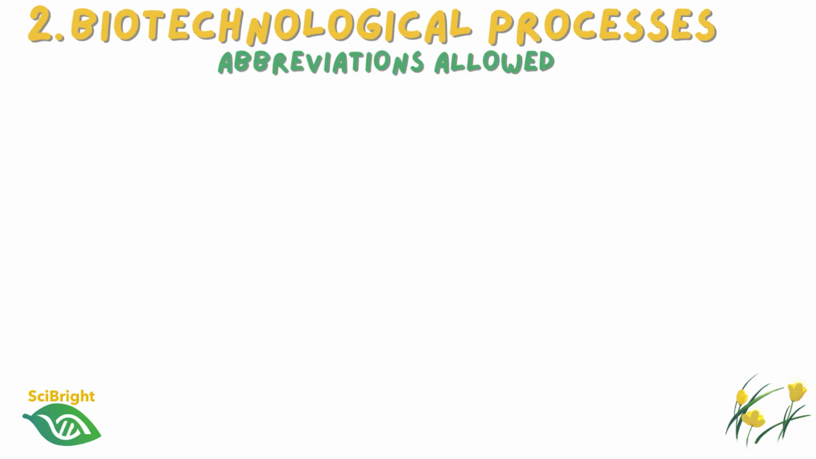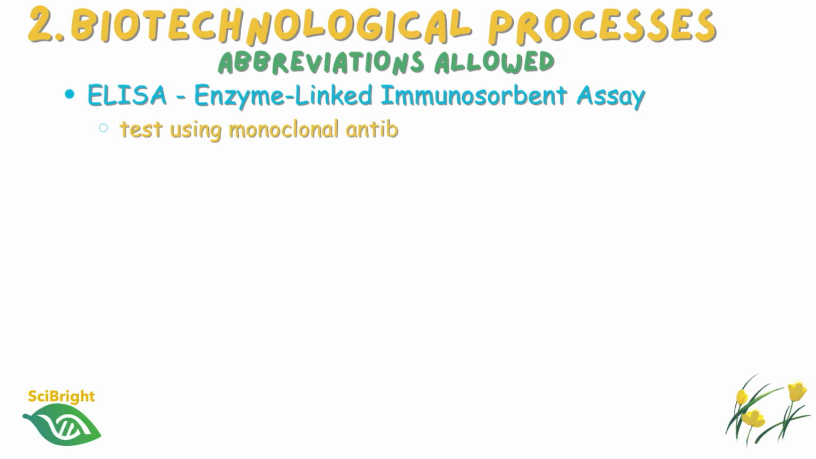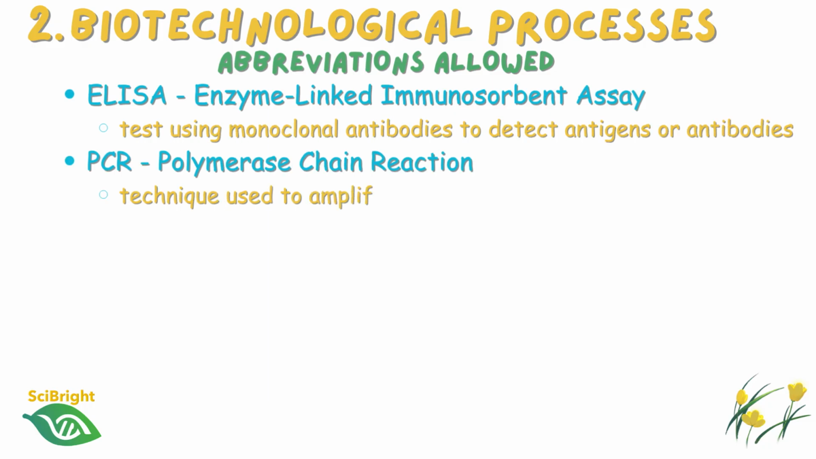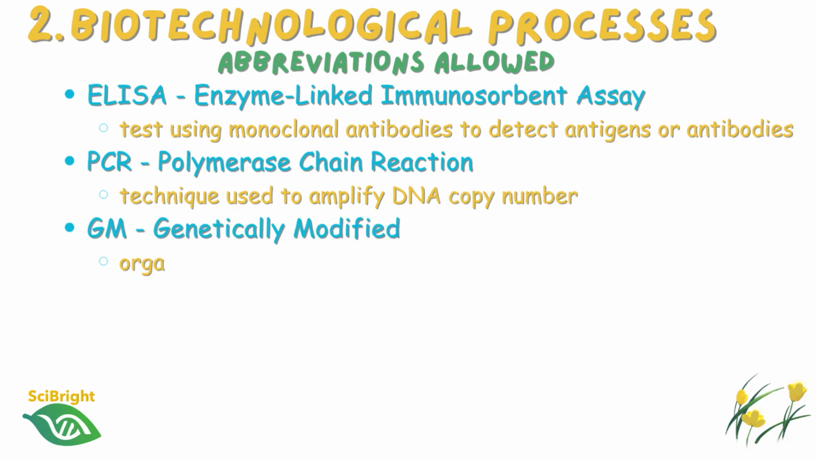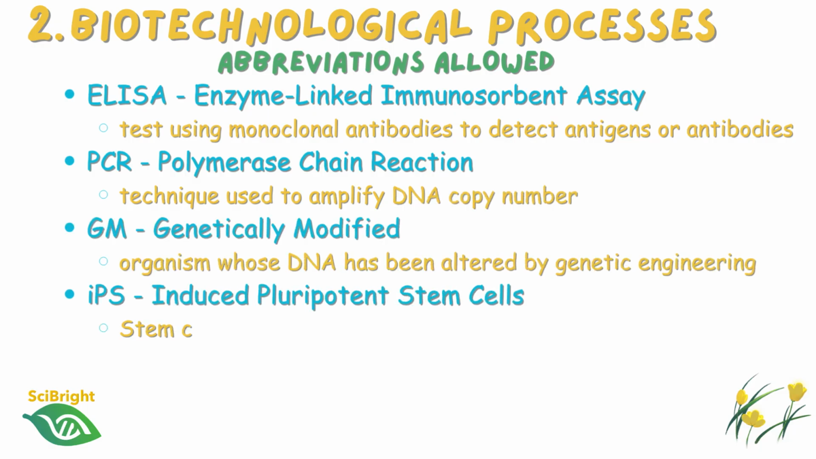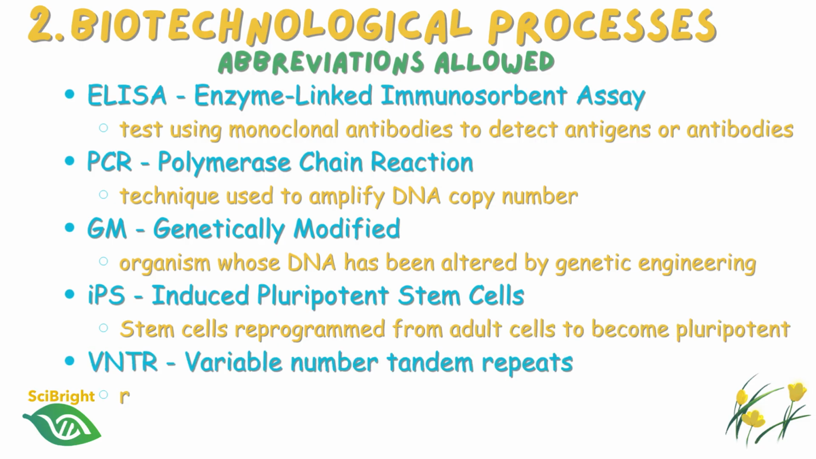Next, we will review some abbreviations related to biotechnological processes. Here are authorised official abbreviations we can use without writing out in full. ELISA for the enzyme-linked immunosorbent assay, PCR for the polymerase chain reaction, GM for genetically modified organisms, iPS for induced pluripotent stem cells, VNTRs for variable number of tandem repeats.